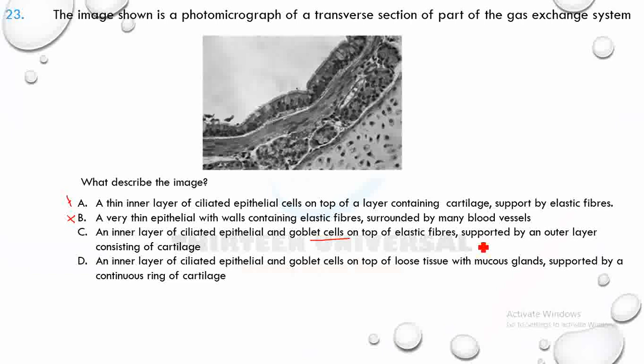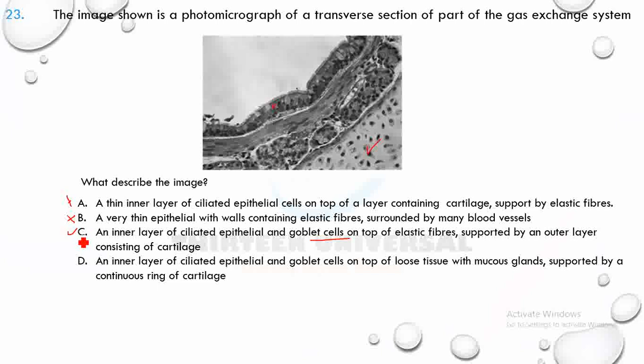You can see that, supported by an outer layer of cartilage. So inner layer of ciliated epithelium, outer layer. This is cartilage, this is cartilage, this is cartilage. This is epithelium, ciliated epithelium. Now this is correct. Now that should be the answer.